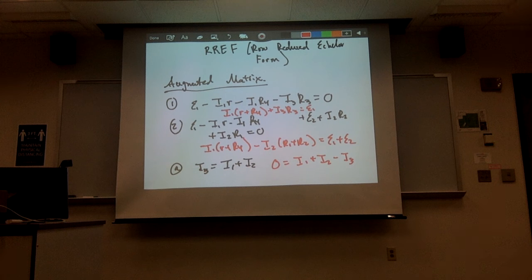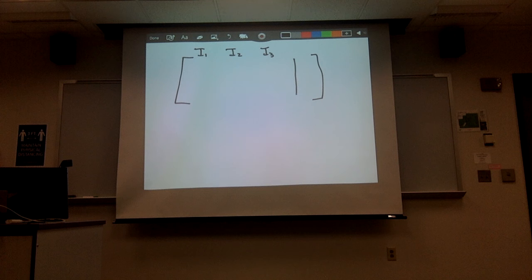Okay? So the way that this works is we're going to create what's known as an augmented matrix. Now, what this means is we're going to create a matrix where the first column is going to represent all of the stuff which is multiplied by I1. The second column is going to represent anything multiplied by I2. The third column is going to represent anything multiplied by I3. And then the augmented part is going to be the answer.